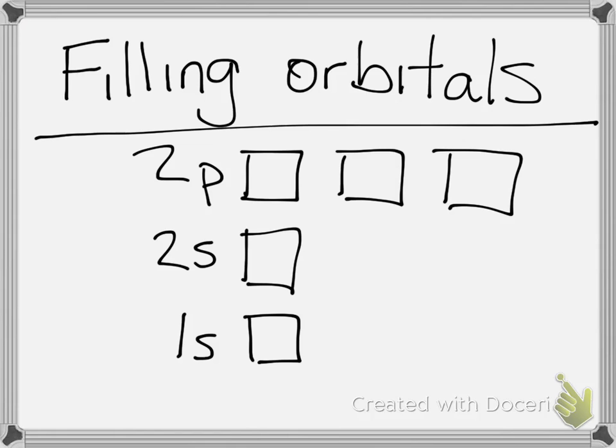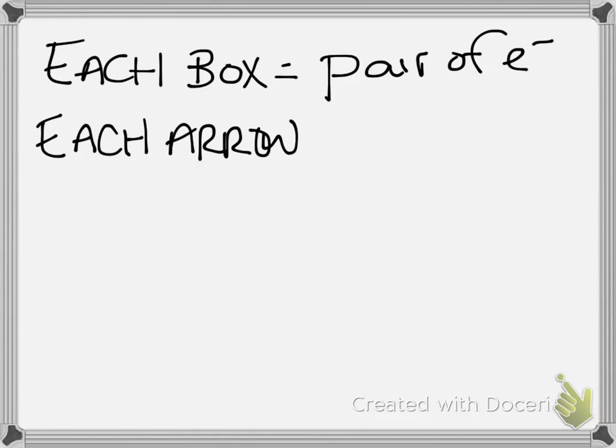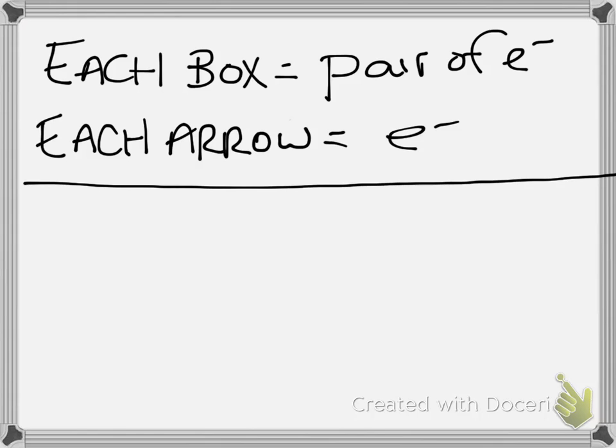The way they have the boxes aligned is with the lowest energy level first, and then increasing energy level as you move up. Now, a couple notes with filling the orbitals. All right, first off, each box equals a pair of electrons. Each arrow equals an electron. Now, there is an order that you have to fill it.